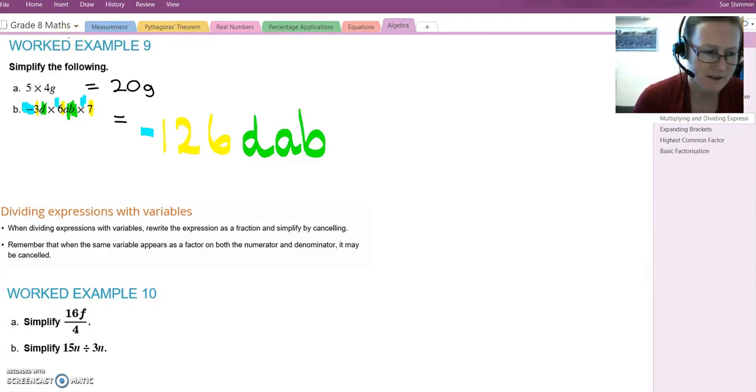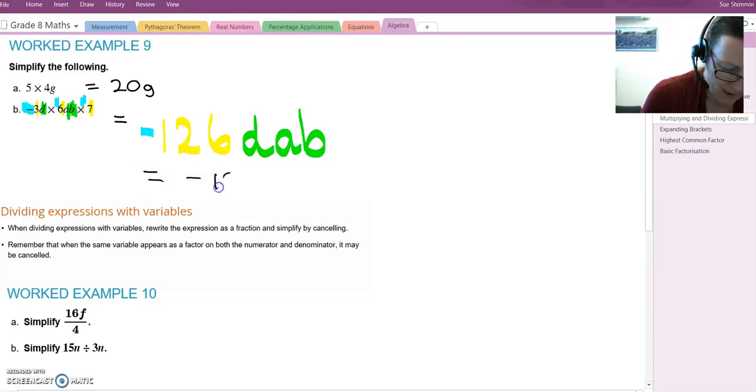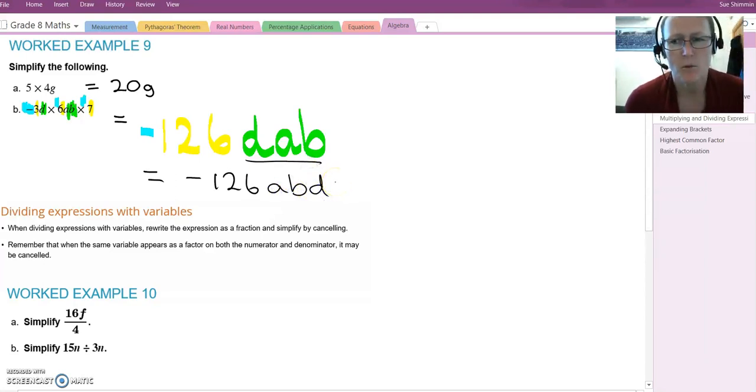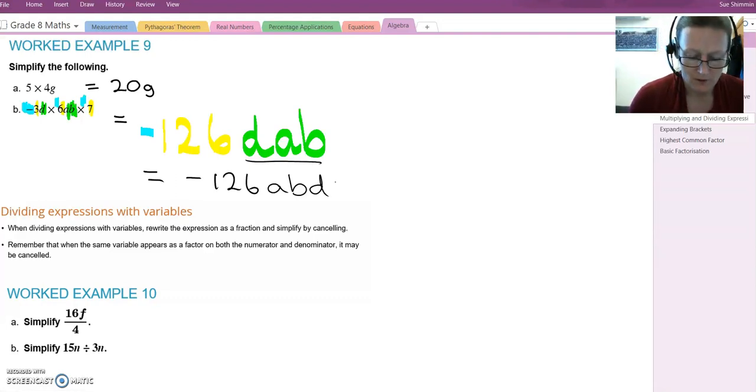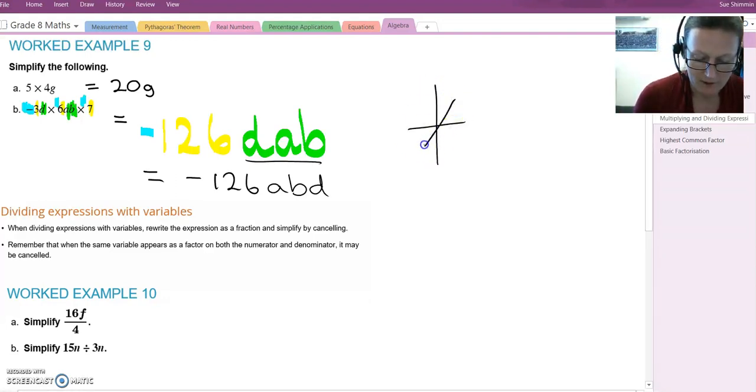That answer is acceptable, but it is more conventional that these letters are written in alphabetical order, a, b, d. Not compulsory, it's just the more normal way that you would see it. So that's multiplying. We don't have to worry about if things are like terms. I call them the big numbers, then multiply the letters, then look at the signs involved.